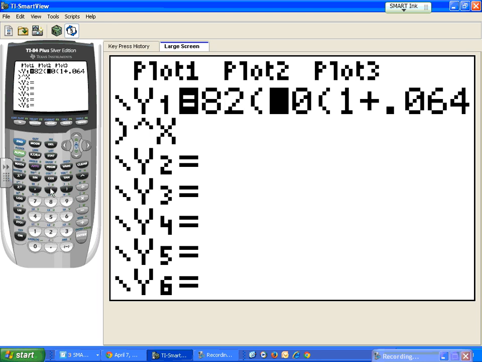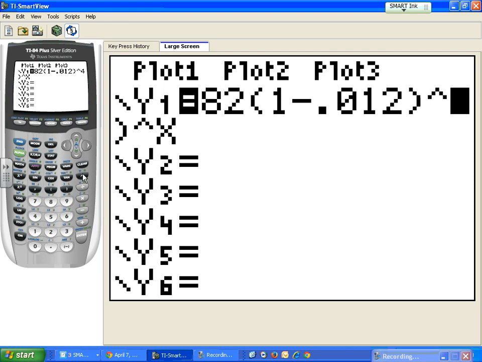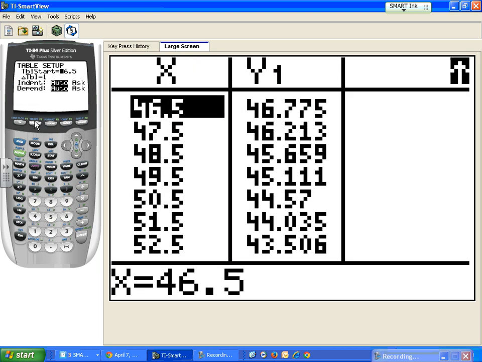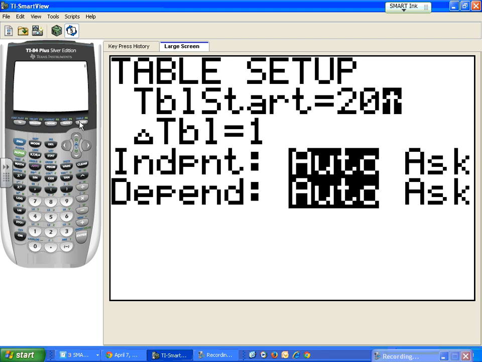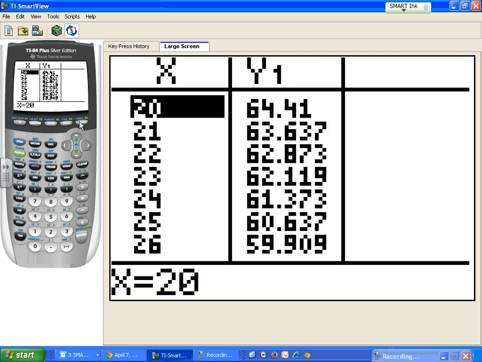Got 82. This is 1 minus 0.012 to the x. Reset my table back at 0. At 0 we're starting at 82 degrees, decreasing. So after 20 minutes, I want my x to be 20. That gives 64.41.